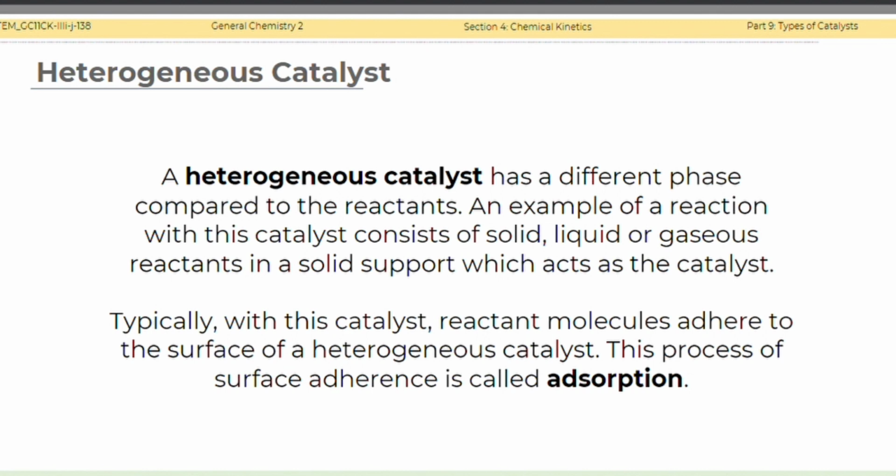A heterogeneous catalyst has a different phase compared to the reactants. An example of a reaction with this catalyst consists of solid, liquid, or gaseous reactants in a solid support which acts as the catalyst. Typically, with this catalyst, reactant molecules adhere to the surface of a heterogeneous catalyst. This process of surface adherence is called adsorption.